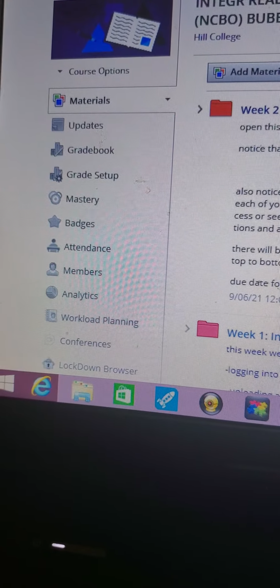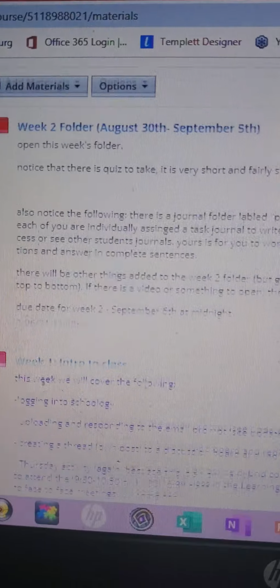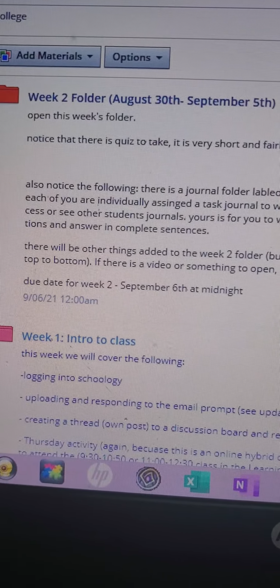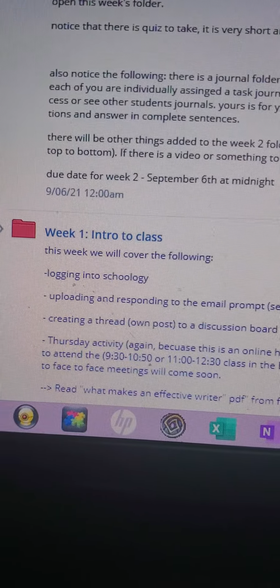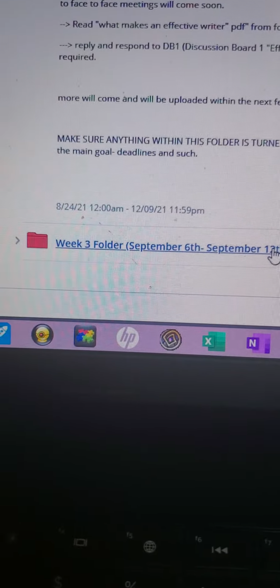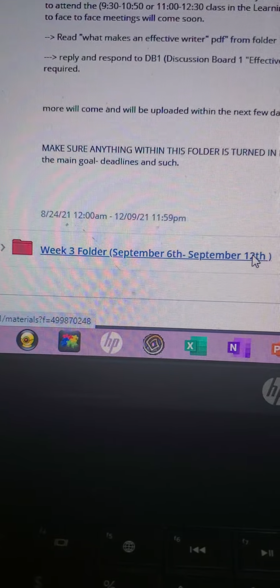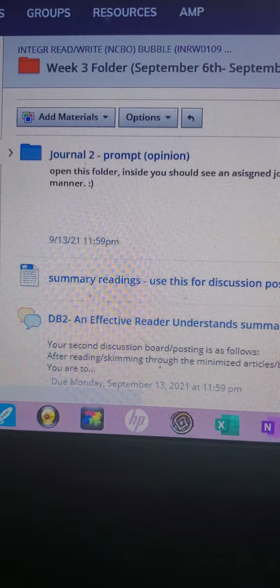Me being the instructor, I'm able to see these a lot faster than you are. Notice that these are broken up by weeks. Week 2, which was August 30th through September 6th. Week 1, which was the intro to class, and I have now posted the week 3 folder. When you click on the week 3 folder, I want to show you just a little bit of what you should and ought to be seeing whenever you open it.